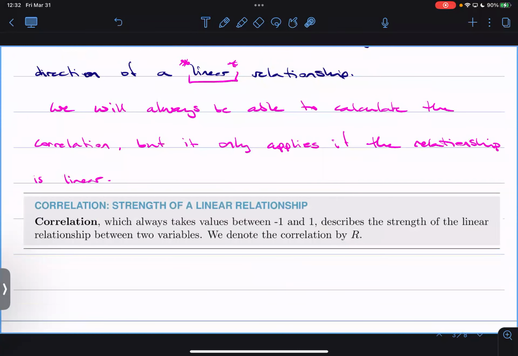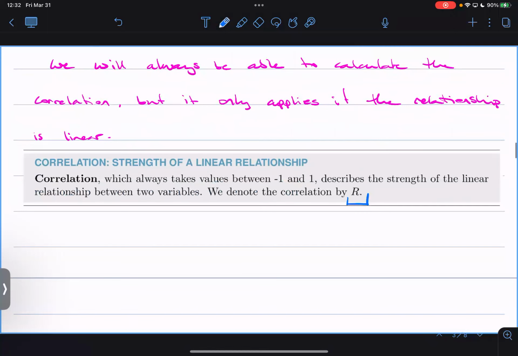Some correlation facts. Correlation always takes values between -1 and 1. So it describes the strength of the linear relationship between two variables. And the textbook uses capital R, and I try to use the same notation as the textbook, but this is where I just can't shake it, or lowercase r.